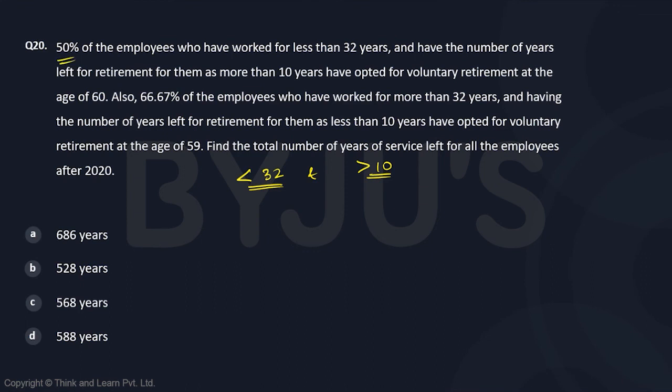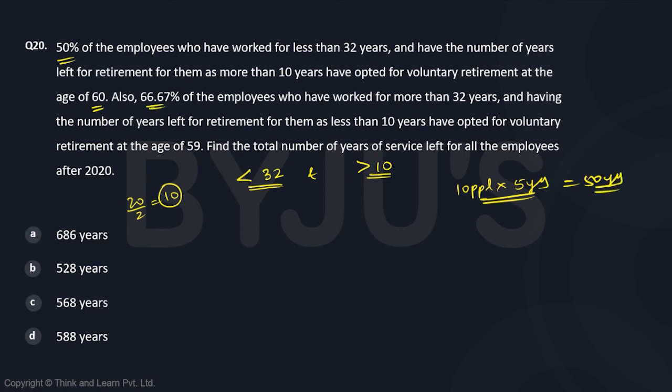Half of the employees are opting for voluntary retirement. So we have total 20, half is 10. These 10 people are opting for voluntary retirement at the age of 60. So the 10 people will miss 5 years of work. So totally 50 years of work will be lost.